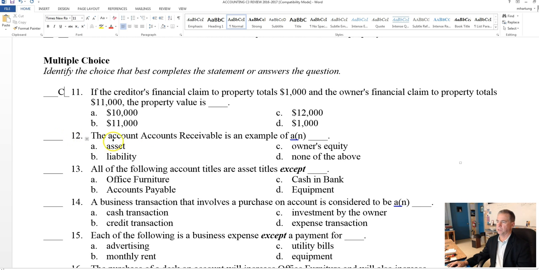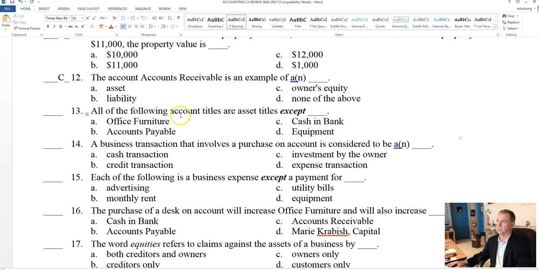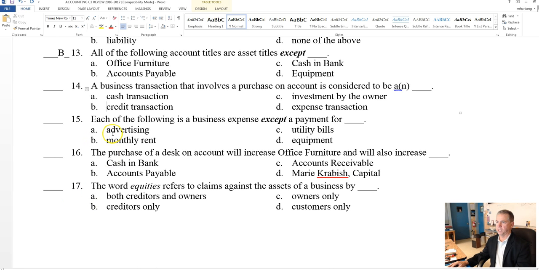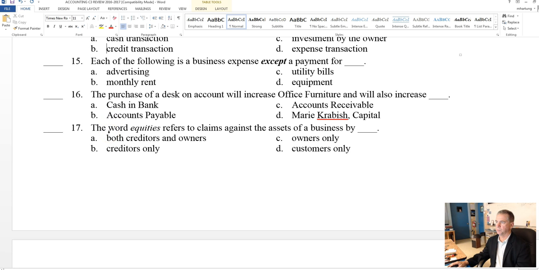The accounts receivable is an example of an asset. All of the following account titles are asset titles except, there it is, payable. That's liability. So B is the exception. 14 we will skip for now. We'll cover that in our next section. We're going to skip the next one.